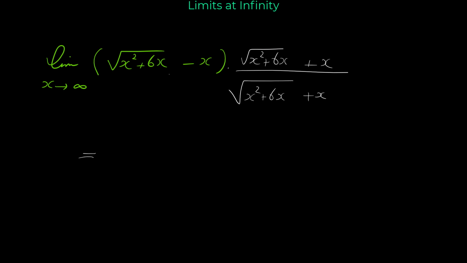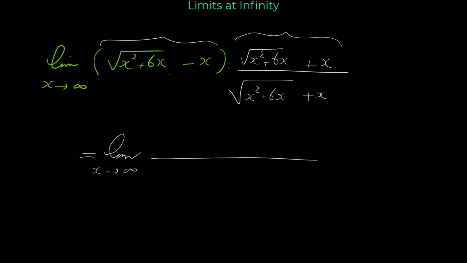By doing this, we can get rid of the radical in the numerator. If we multiply this by its conjugate, we would have x to the 2 plus 6x minus x to the 2. For the first term, the radical goes away, and for the second term, we have to raise it to the 2, so it would be x to the 2.